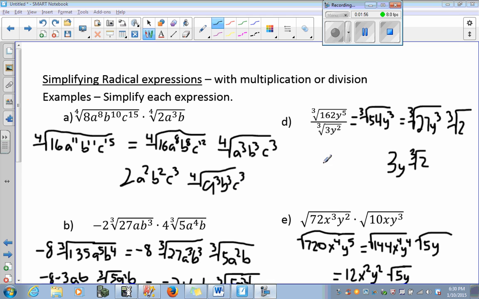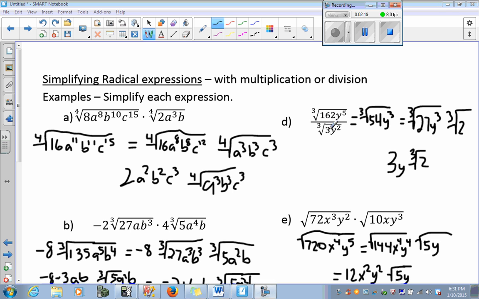Okay? Now I'm going to move over to D. I'm just going to go down this way. All right? Here we have the cubed root of 162y to the 5th divided by the cubed root of 3y squared. This is the index of 3. This is an index of 3. Same index, so I'm going to divide what's under these radicals here.